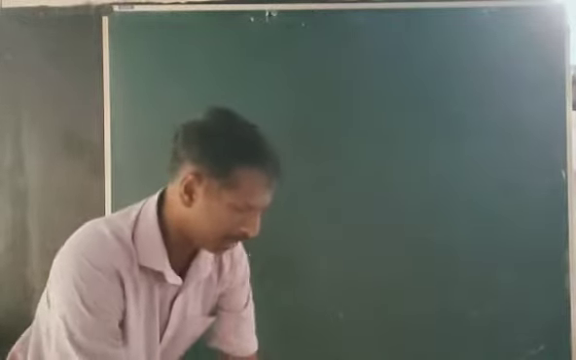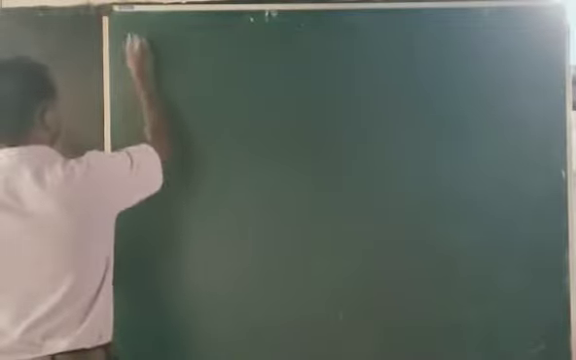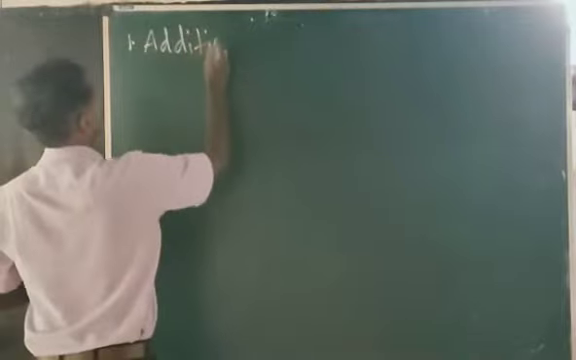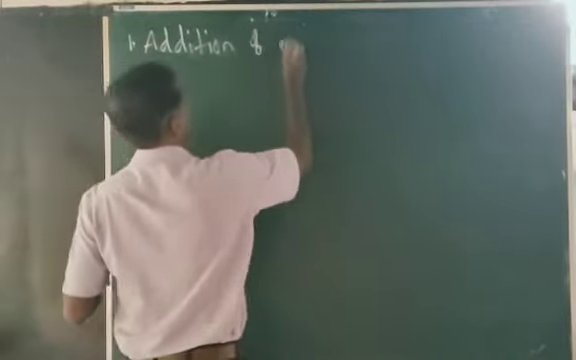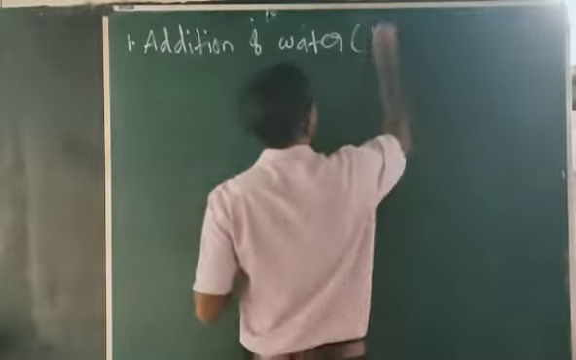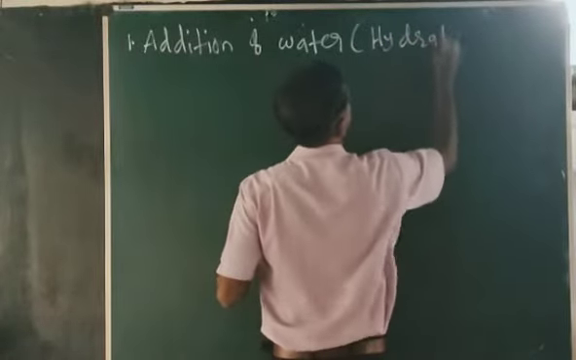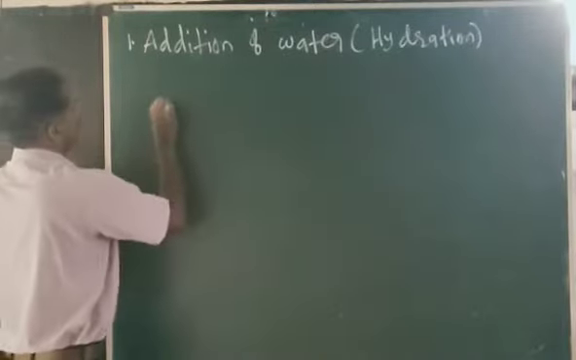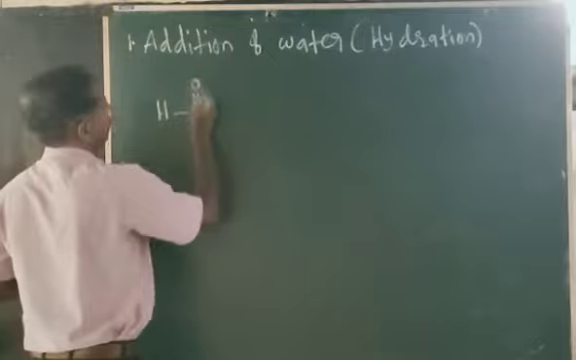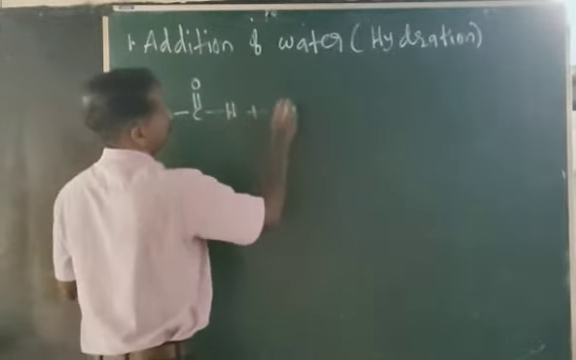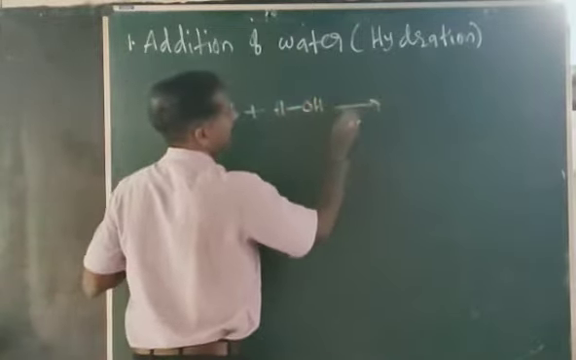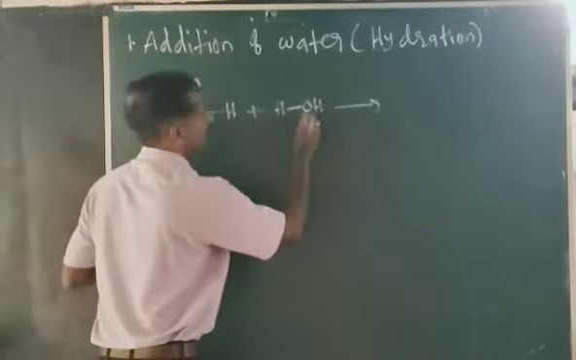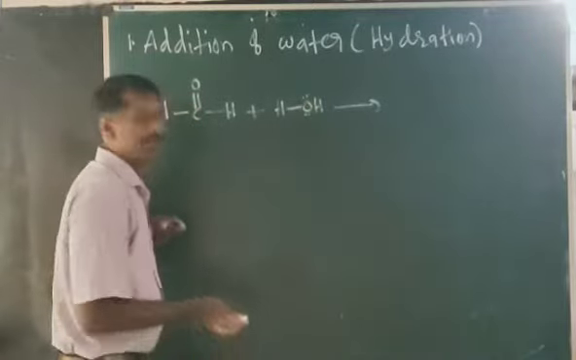First example is addition of water. This reaction is known as hydration. Look at here. First I am taking formaldehyde, HCHO, reacting with water. Water is HOH. Correct? And you can see that the water can act as a nucleophile. What is the reason? Oxygen is having lone pair electrons.